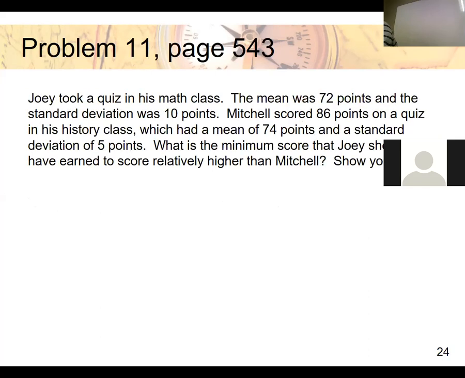Look at problem number 11. This came out of the textbook on page 543. Joey took a quiz in his math class. The mean was 72 points, and the standard deviation was 10 points. Mitchell scored 86 points on a quiz in his history class, which had a mean of 74 points and a standard deviation of 5 points. What is the minimum score that Joey should have earned to score relatively higher than Mitchell?